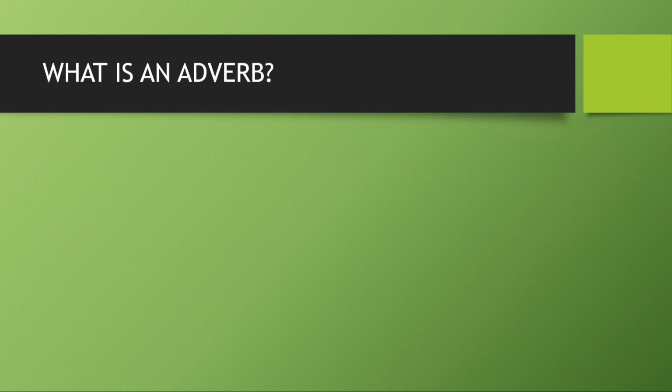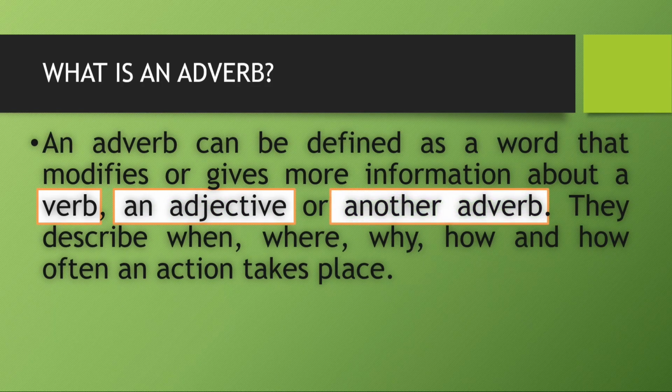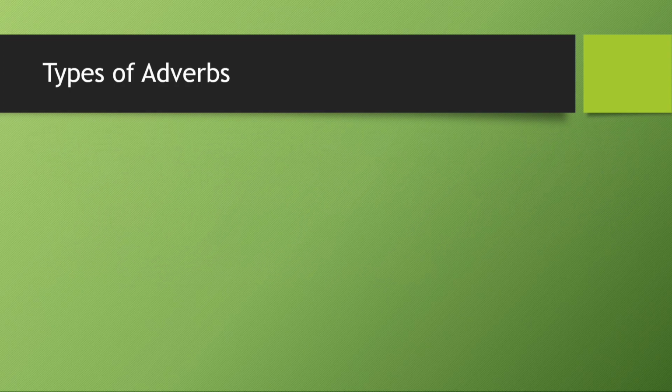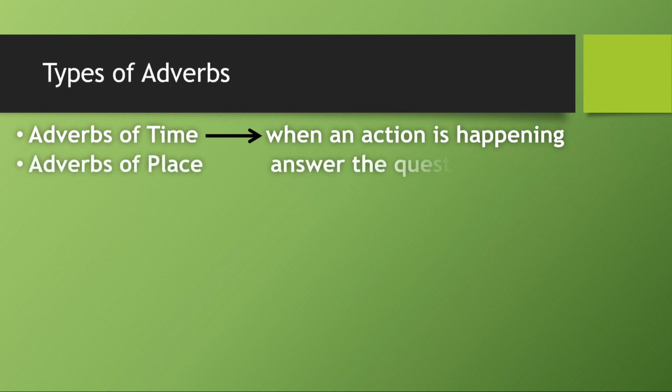What is an adverb? An adverb can be defined as a word that modifies or gives more information about a verb, an adjective, or another adverb. They describe when, where, why, how, and how often an action takes place. There are different types of adverbs. They are adverbs of time. Adverbs of time tell you when an action is happening.